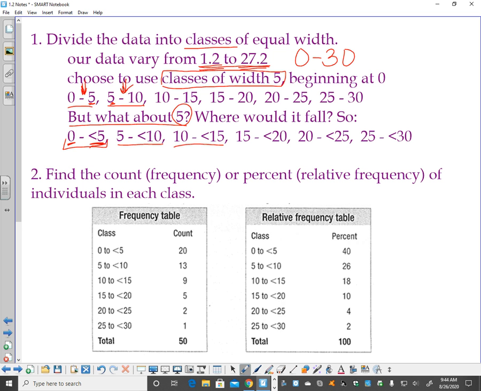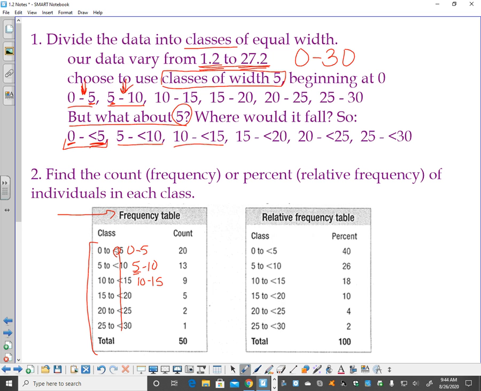Okay, so now I need to know how many states are in each class. So you have to make a frequency table. So I'm going to label my classes, and you don't have to do the less than signs. You can just do 0 to 5, 5 to 10, and you just know that if you get a 5, it's going to go in this one because these less than signs make it look kind of jumbled. So you can just do 0 to 5, 5 to 10, 10 to 15.